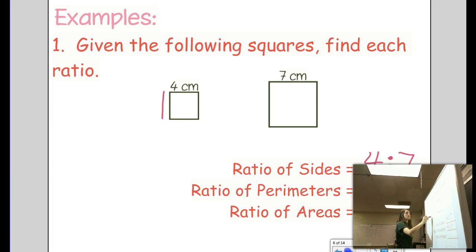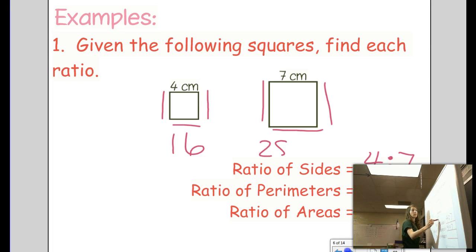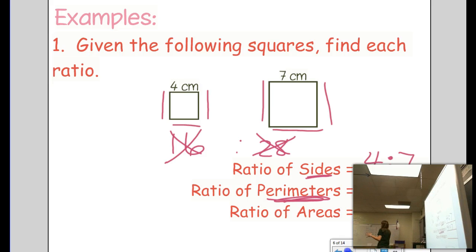The perimeter of this one would be, if it was 4 on every side, 16. And this was 7 on every side, it would be 28. So go to your calculator and do 16 divided by 28, math, enter, enter. What do you get? 4 over 7. 4 to 7. So what this lesson is telling you is you don't have to find the perimeter because the sides are 1D and the perimeters are 1D, so they have the same ratio. It's cool. It saves you work. It's a shortcut.